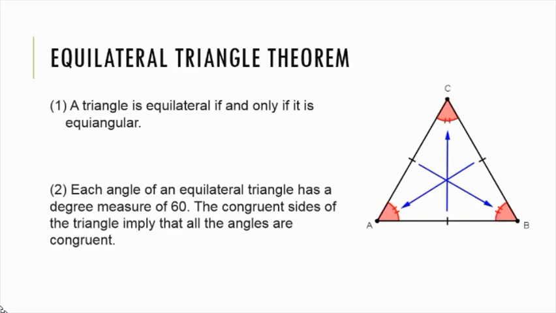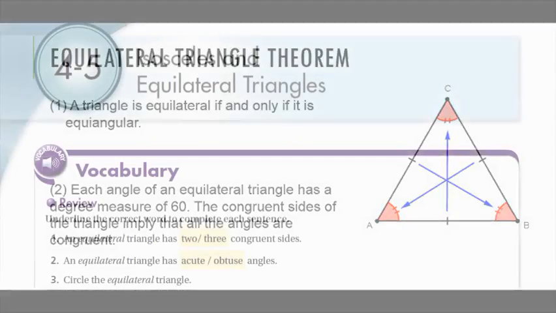Okay? And then the second part of that, each angle of an equilateral triangle has a degree measure of 60, since all three angles have to add up to 180, and since they are congruent, 180 divided by 3 is 60. And so the congruent sides of the triangle imply that all the angles are congruent. And since they are all 60 degrees, they are all congruent.